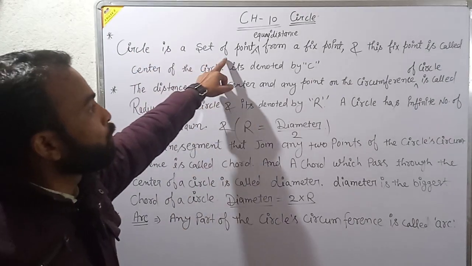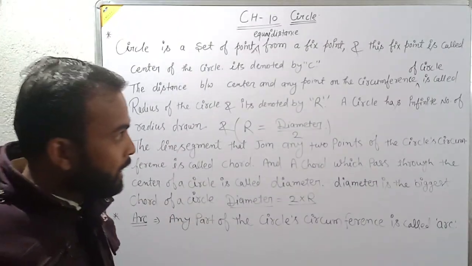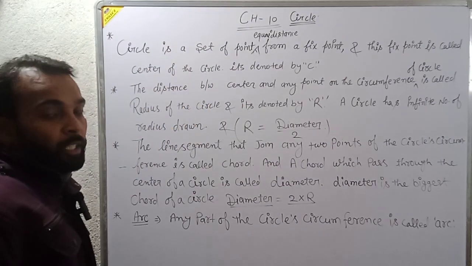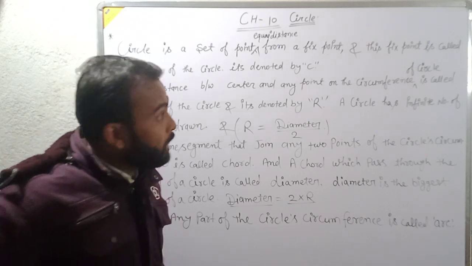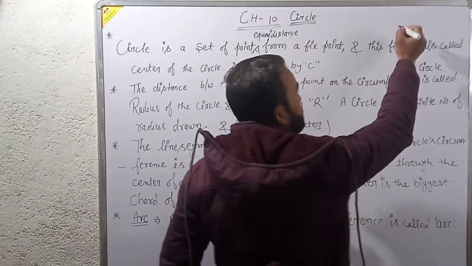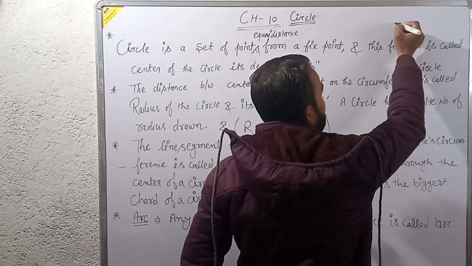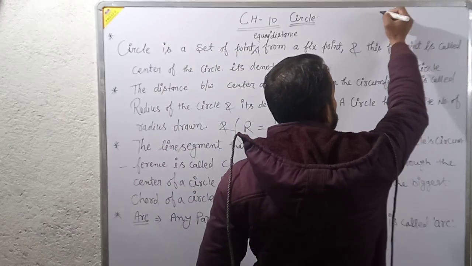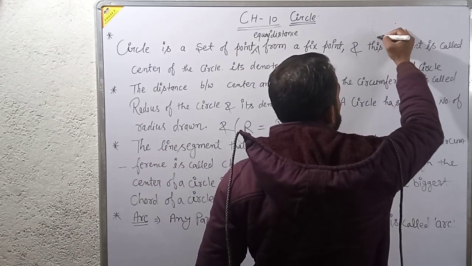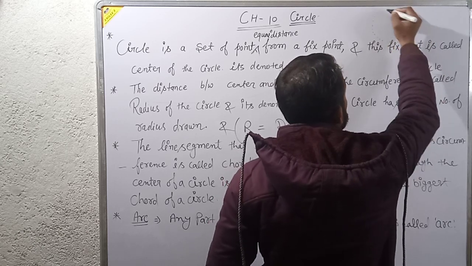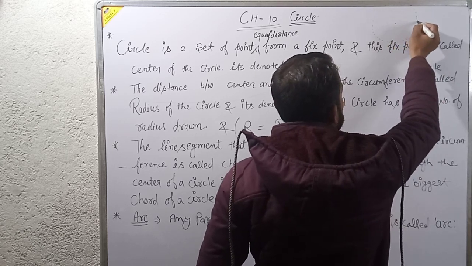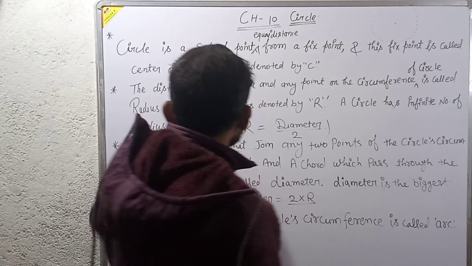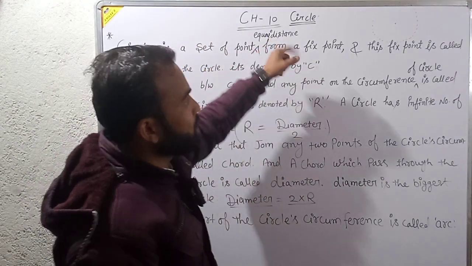A circle is a set of points equidistant from a fixed point. Let me suppose this is a fixed point, and these are the set of points equidistant from this point. So these are equidistant from this point.